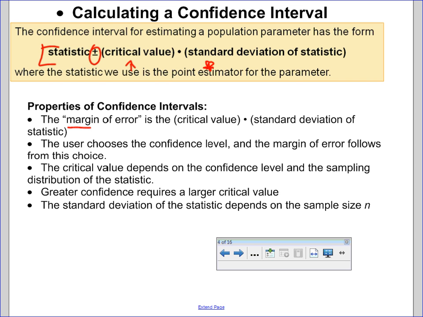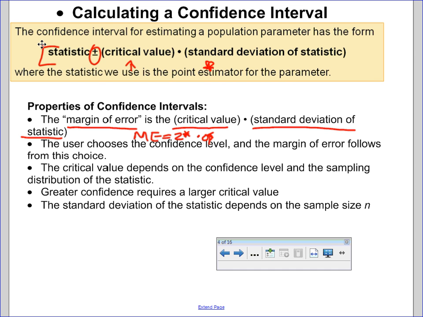Some other things. We'll talk about margin of error. Margin of error is the critical value times the standard deviation of the statistic. So, ME equals, and we'll start with z star, which is what we'll use for this unit, times the standard deviation of the statistic. So times sigma p-hat for today's unit, sigma p-hat, sorry.